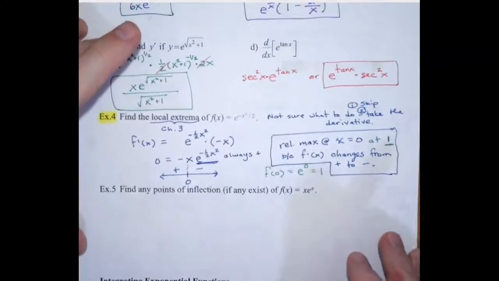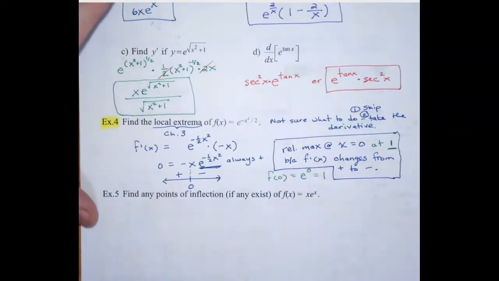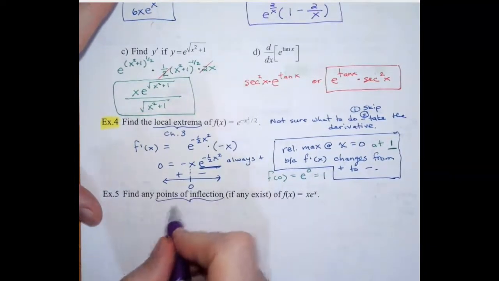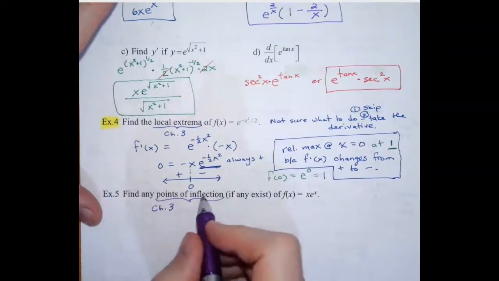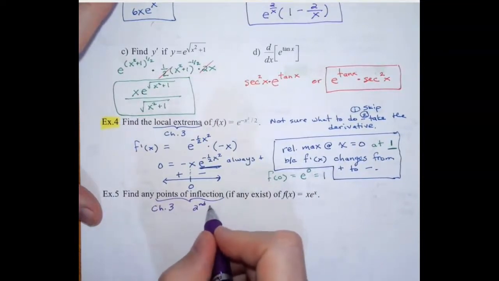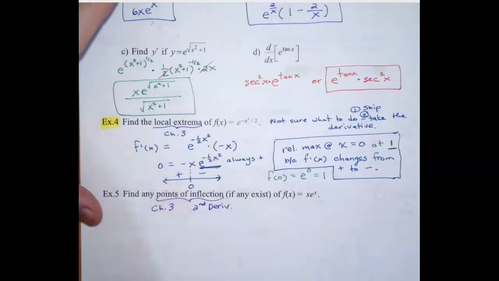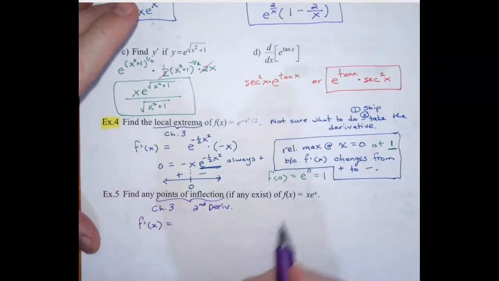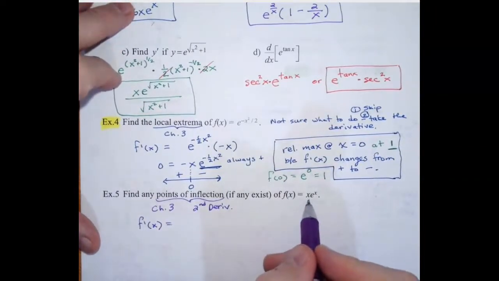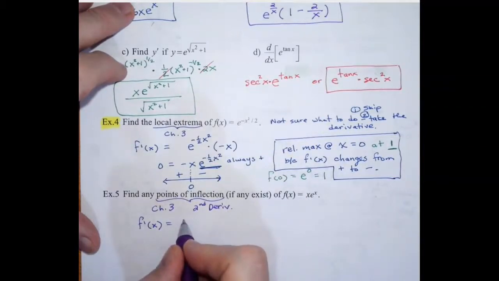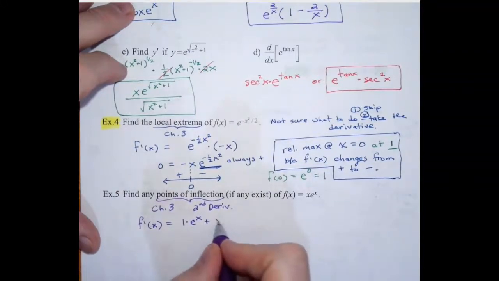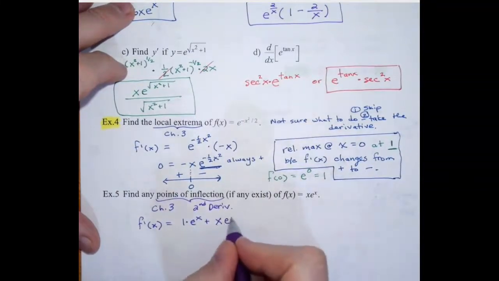And so one more thing down here. Find points of inflection. So points of inflection, that's also from Chapter 3, and that should hopefully tell you that you should be thinking about a second derivative. So if we start with the first derivative, we have to use the product rule. So the derivative of x is 1. So we have 1 times e to the x plus x times the derivative of e to the x. That's just e to the x.